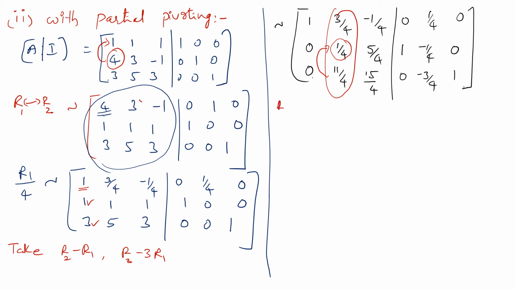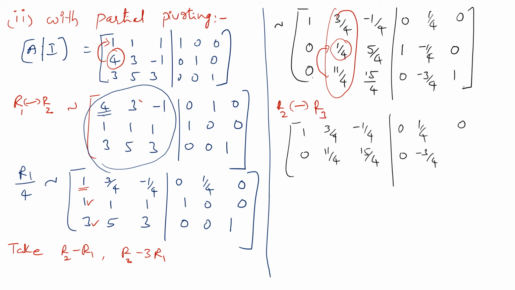So what is the operation? Interchange the second row and third row. So this is 1, 3 by 4, minus 1 by 4, 0, 1 by 4, 0. Now this is 0, this is now 11 by 4, this is 15 by 4, 0, minus 3 by 4, next 0, 1 by 4, 5 by 4, 1, minus 1 by 4, 1.